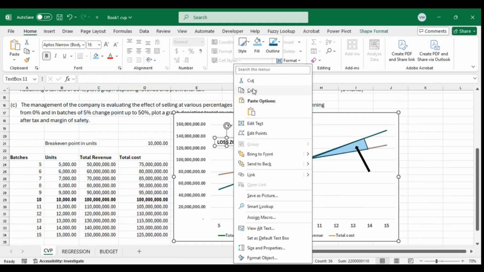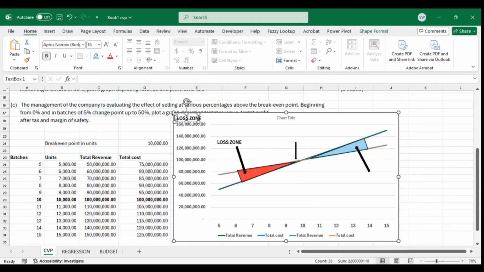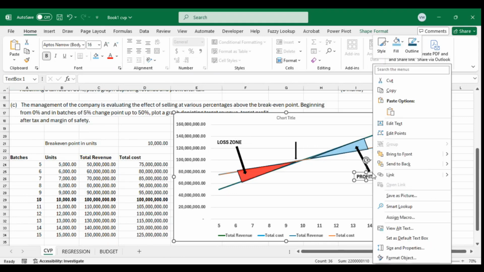We can copy it and bring it here and say the profit zone. Profit zone. And we can also copy this and say the break-even point.